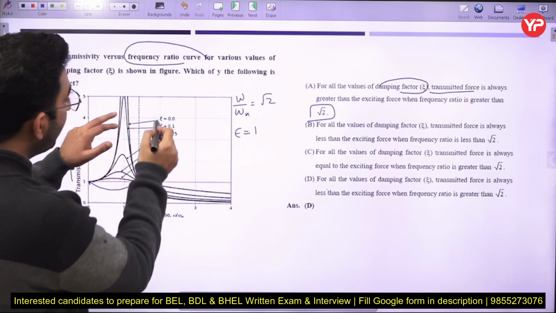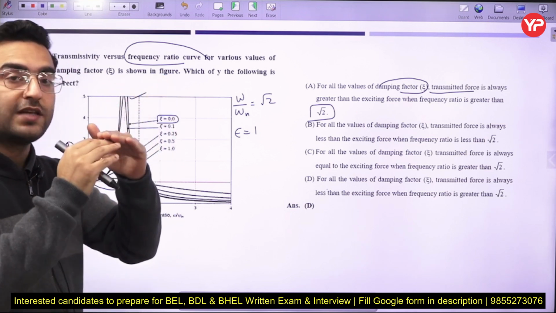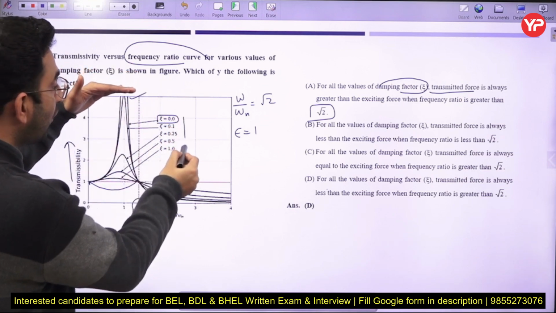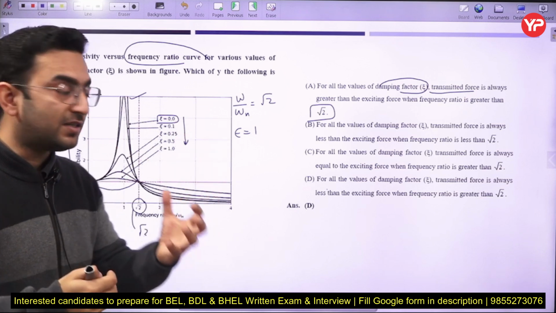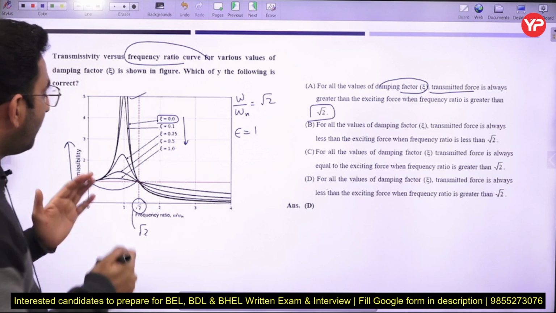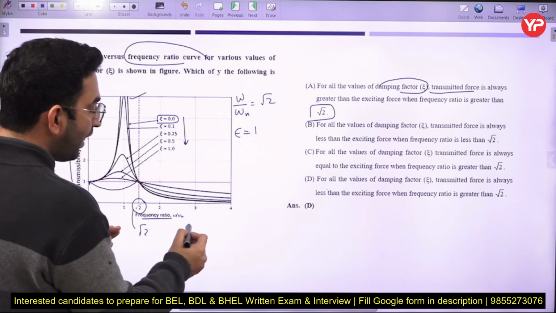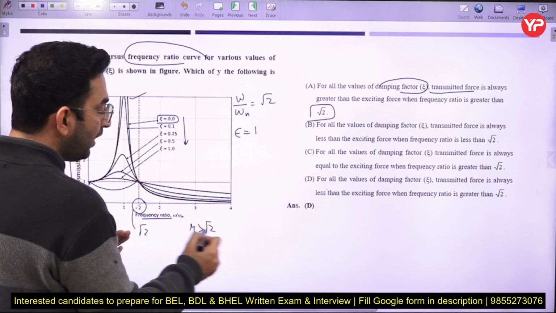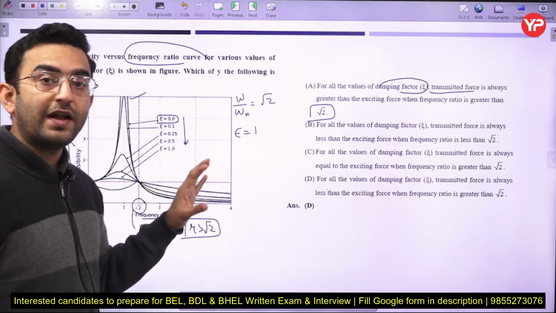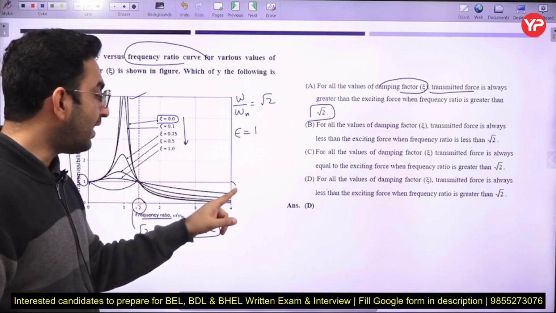Here you can see if the value of zeta is equal to 1, the transmitted force will become very, very large. As you increase the value of zeta, or the damping inside the system, the corresponding transmitted force continuously decreases. But if the frequency ratio is more than √2, no matter what you do, the transmitted force is always going to have a smaller value compared to the exciting force, because here the transmissibility is always less than 1.